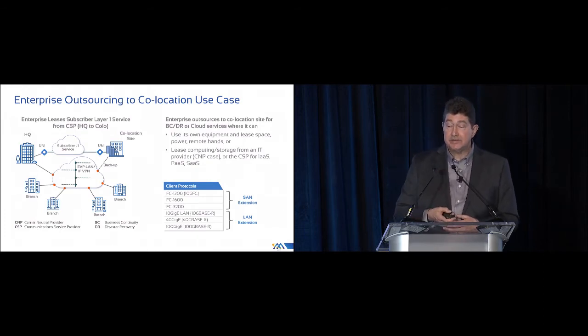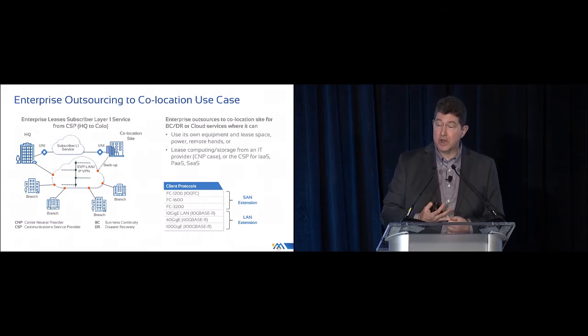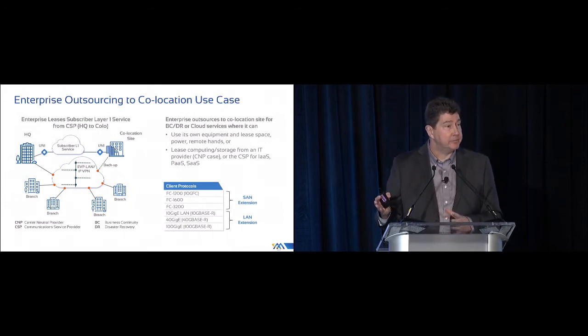So in this use case, the scenario there could be a multi-branch network, say for a bank, interconnected to a headquarters on the upper left. And perhaps the leadership there at the bank has decided for business continuity or disaster recovery reasons, we want to have a backup. We want to have backup storage and computing at, say, a colo site, a colocation site. So they have several options there.